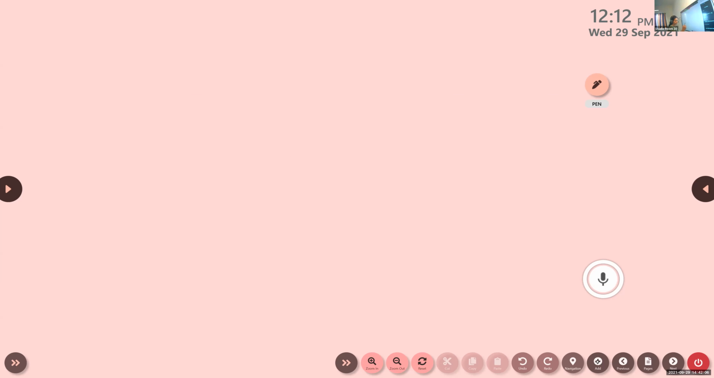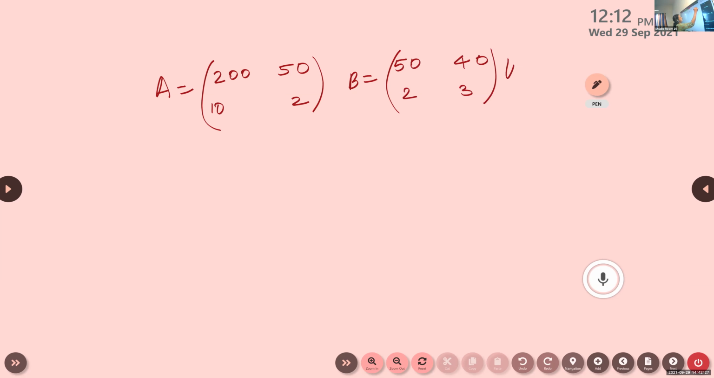Write the next one. A is equal to matrix 200, 50, 10, 2. B is equal to matrix 50, 50, 40, 2, 3. Then what is determinant AB? Determinant AB is equal to question mark.